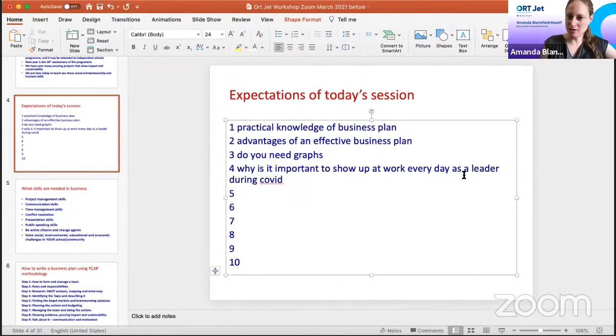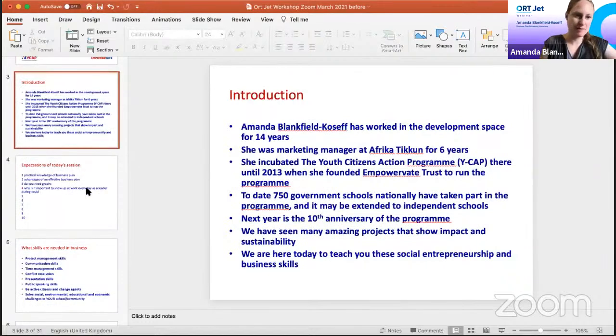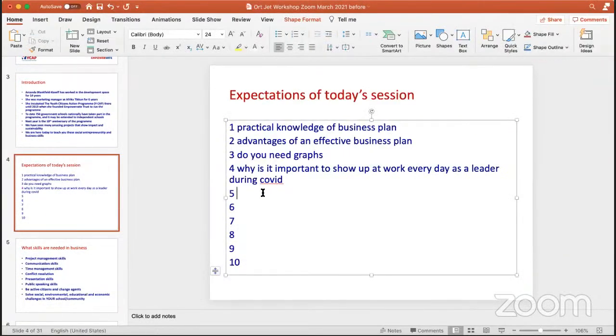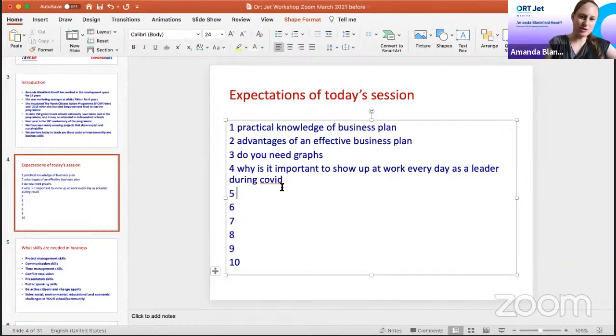We could just go up to 5 today. Going once, going twice? No, okay, so we'll stick with 4. So the expectations are practical knowledge of business plan, advantages of an effective business plan. Do you need graphs in the plan? And why is it important to show up at work every day as a leader during COVID?